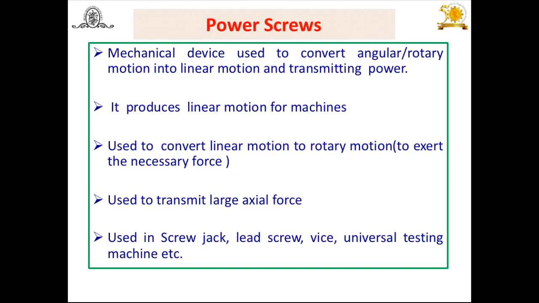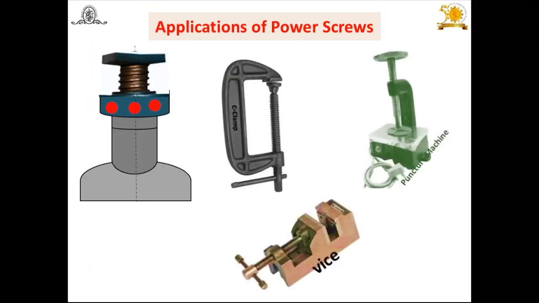In the case of sluice gates also, power screws are used. These are some of the applications: screw jack, C clamp, puncture machine, vice. You will find many applications. You can visit our workshops; even if you are using a four-wheeler, the screw jacks or toggle jacks use power screws. Then vices or bench vices.